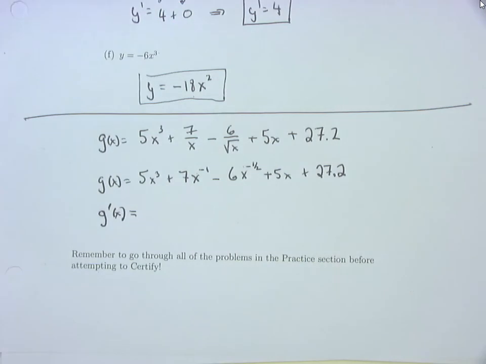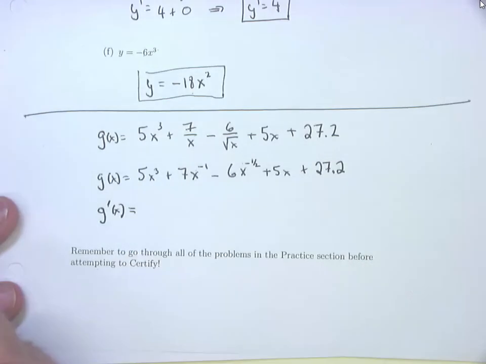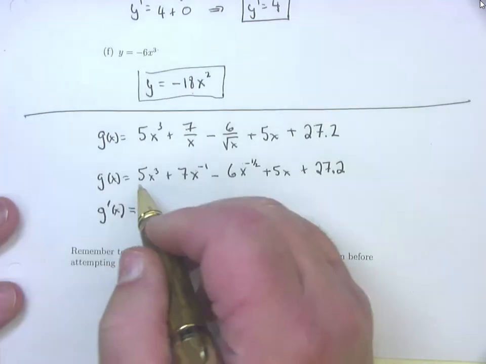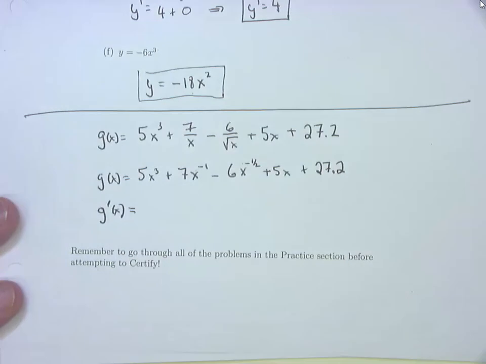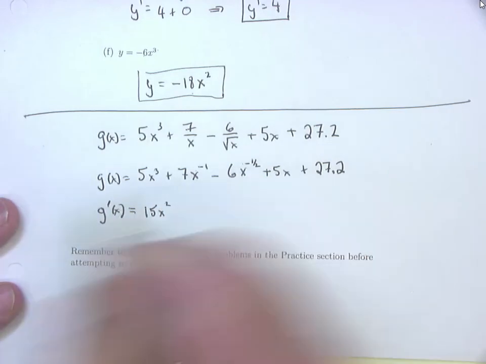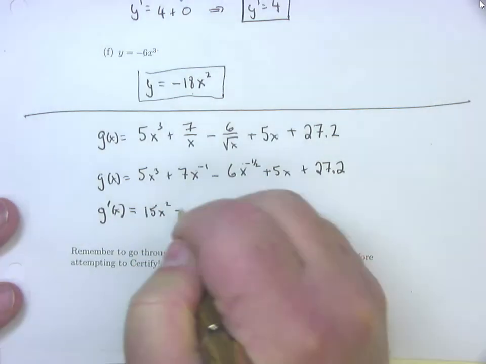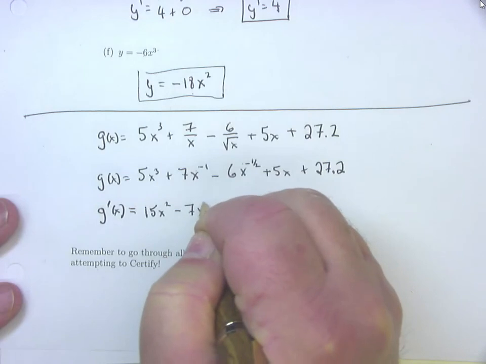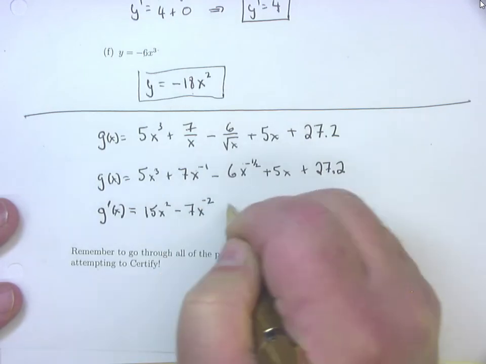So now the derivative. g prime of x. Now we apply our rules. I'm going to do the sum difference rule. Take the derivative of each term, adding or subtracting. On your mark, get set, go. What's the derivative of 5x cubed? 15x squared. What's the derivative of 7x to the -1? -7x to the, subtract 1, -2.